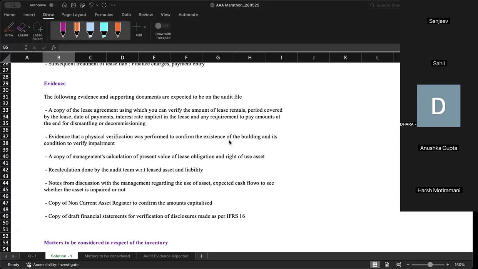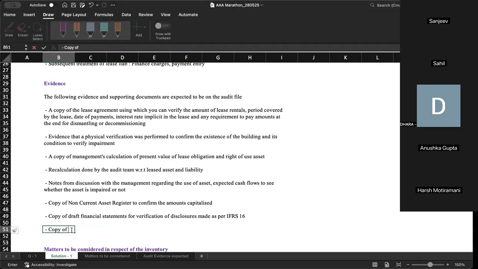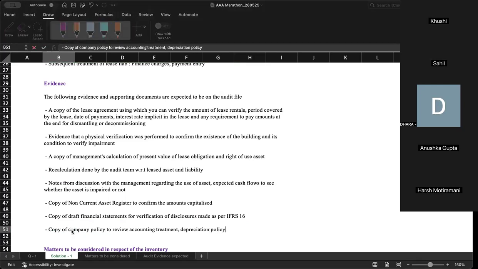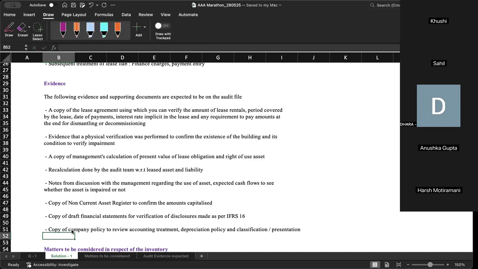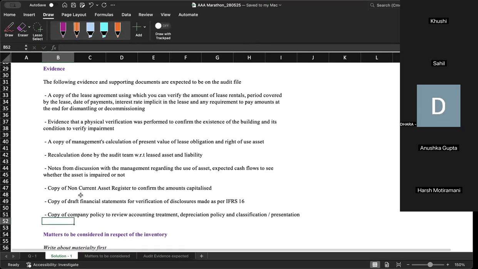ठीक है. Then I think Felicia had mentioned this point where you will also expect a copy of company policy to review accounting treatment, depreciation policy and classification, presentation, ये सारा कुछ. These are evidence points that you expect to find on the audit file. ठीक है, एक बार have a look.